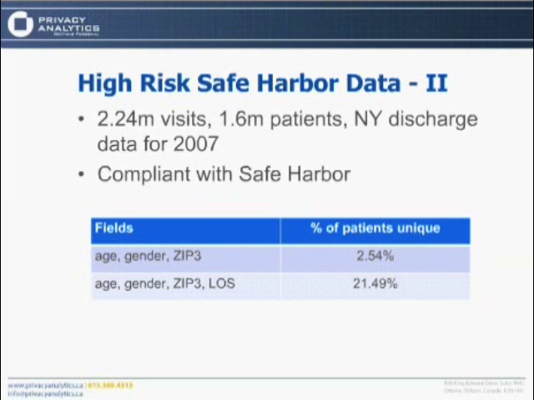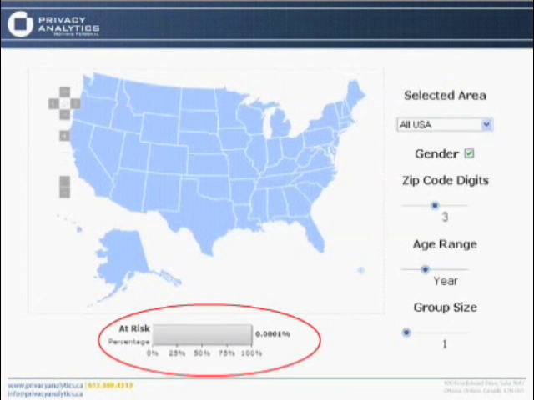By some standards, that would be considered a high uniqueness value. And if you add length of stay to age, gender, and ZIP3, which is again Safe Harbor compliant, then 21.5% of the records are unique, which is definitely a high reidentification risk value. So when you're talking about longitudinal data sets, even if they're compliant with Safe Harbor, they may still have a high reidentification risk. Now, the other thing that is important to note is that Safe Harbor is maybe overprotective in some cases.